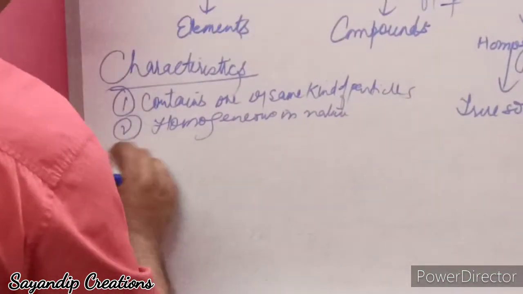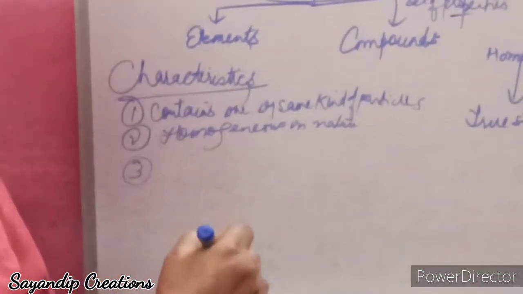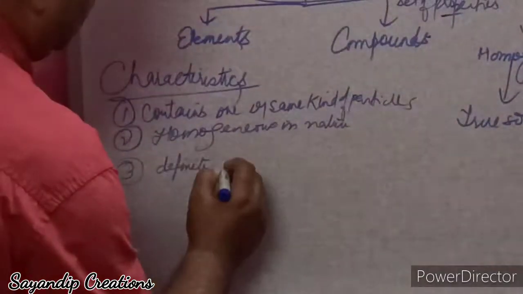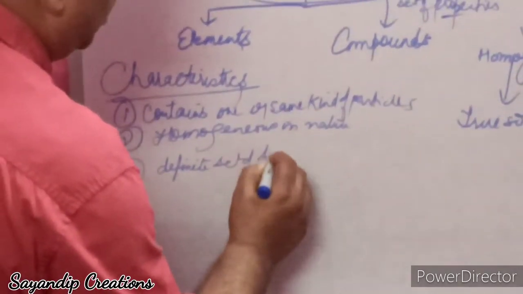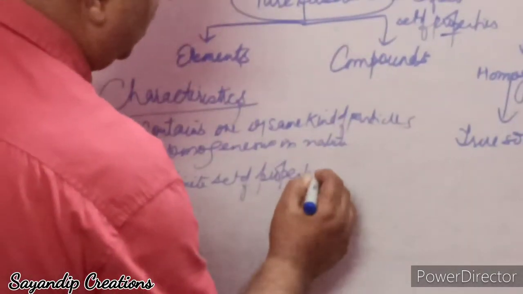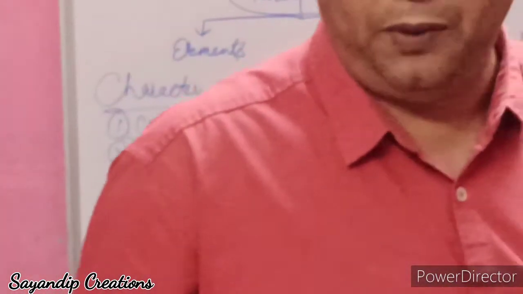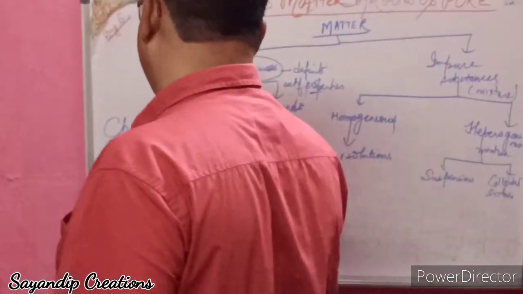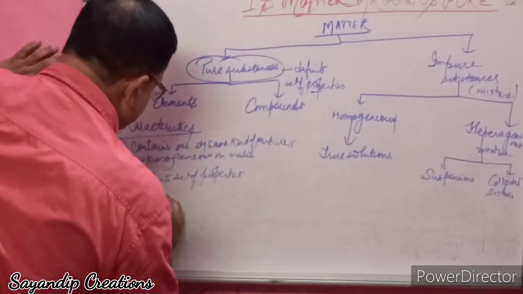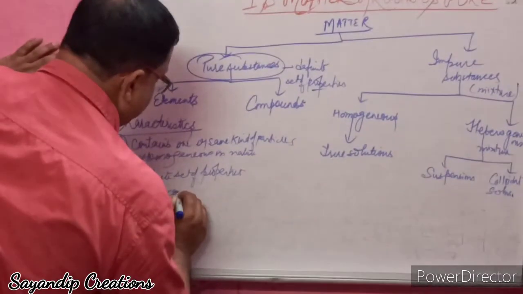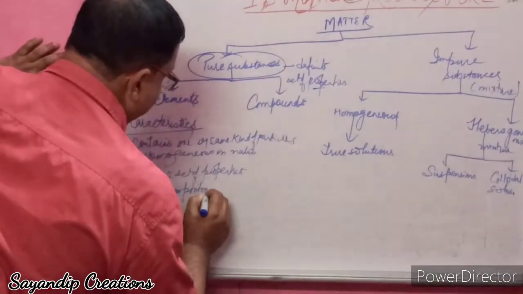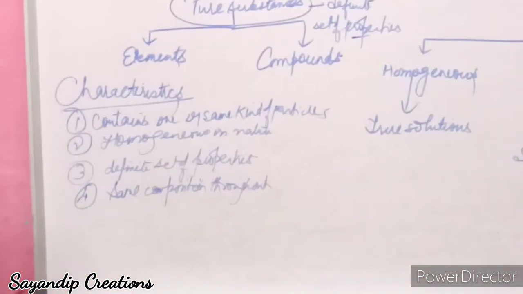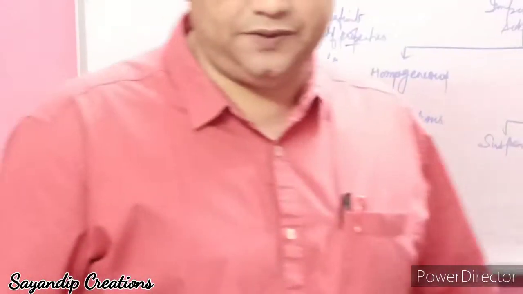Third, it has a definite set of properties, and has the same composition throughout. So these are the characteristics of pure substances.